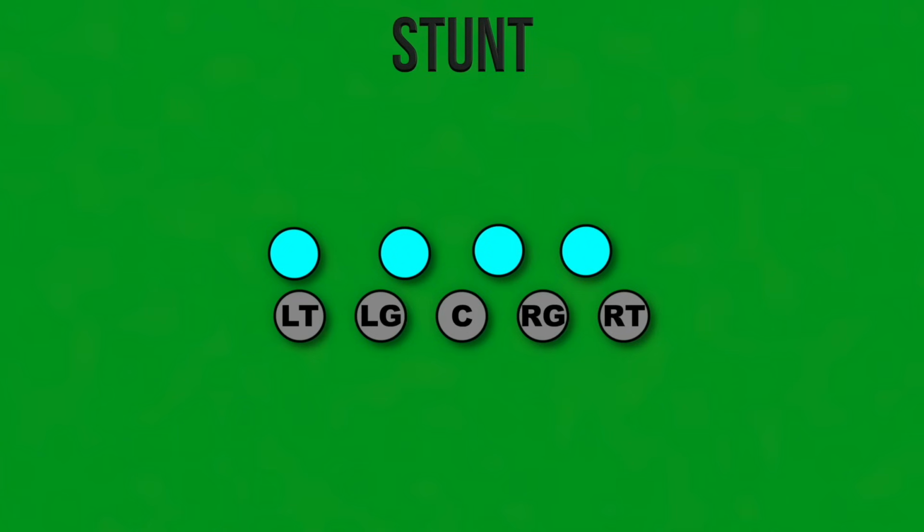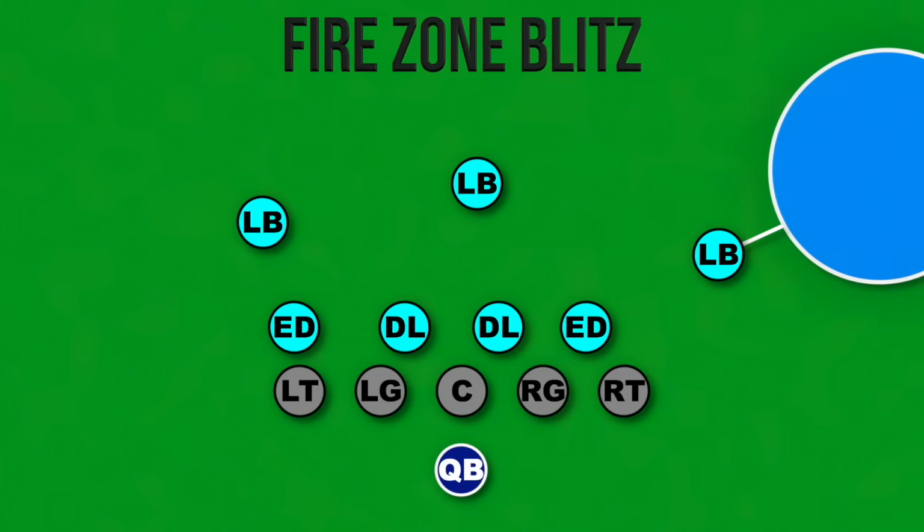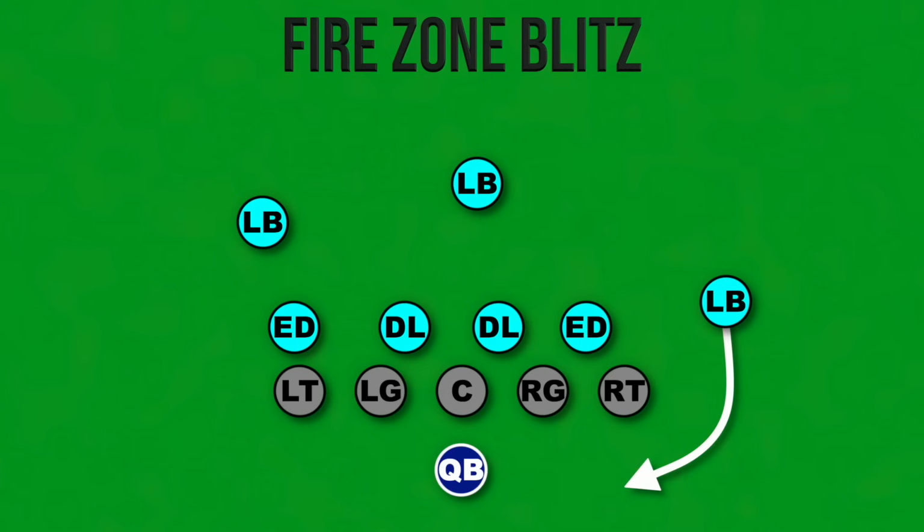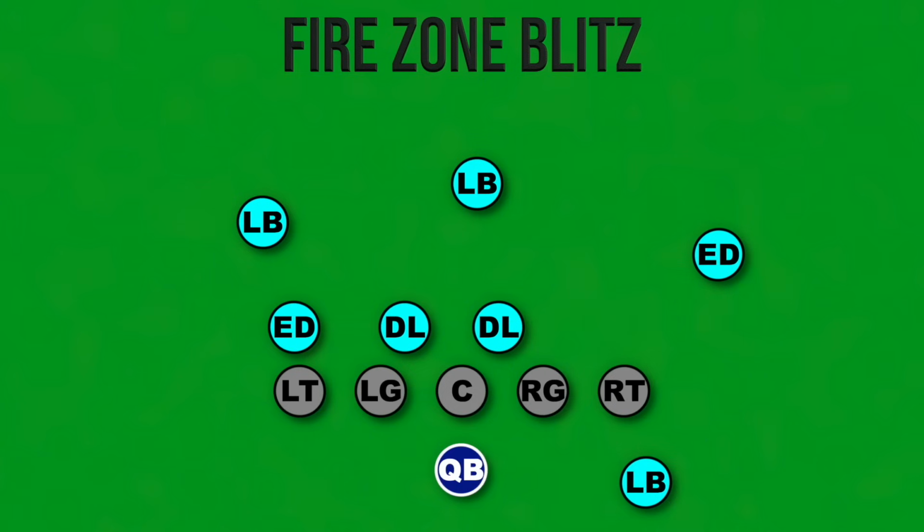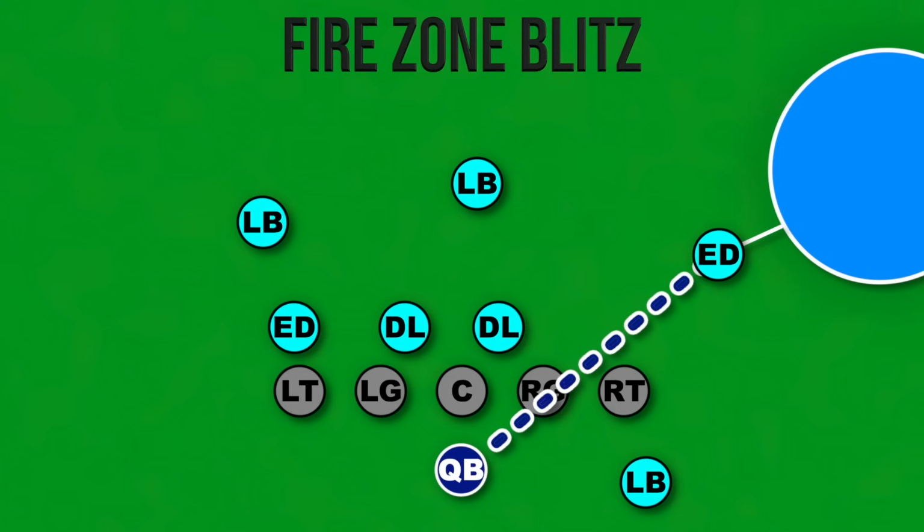A stunt is when 2 defensive linemen switch gaps, with one player essentially setting a screen, allowing the other to get to the quarterback. A fire zone blitz is when a linebacker or defensive back blitzes and another player drops into coverage and replaces the blitzing player's zone. Zone blitzes can trick quarterbacks into throwing towards the blitz without realizing that someone's replacing that player's zone.